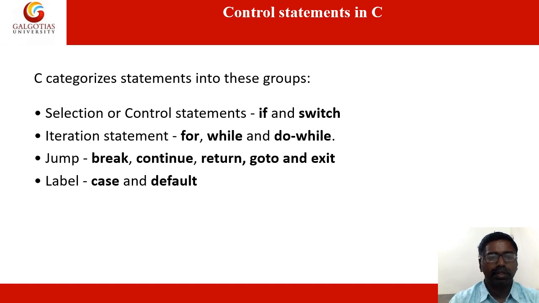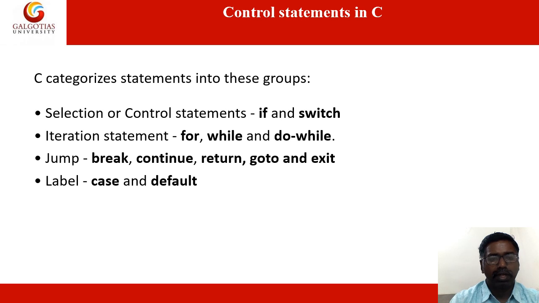C categorizes the statements into the following groups. First is selection or control statements. Next is iteration statements. Next is jump statements. And the last is label statements. The selection or control statements consist of if and switch. Further, if again consists of if, else if ladder, and nested if. And then we have the switch statement also. These all comprise the selection or control statements.